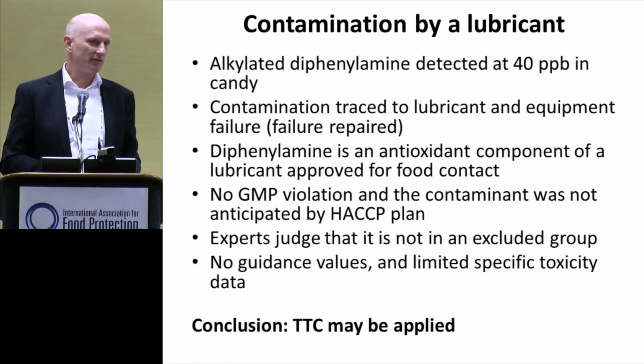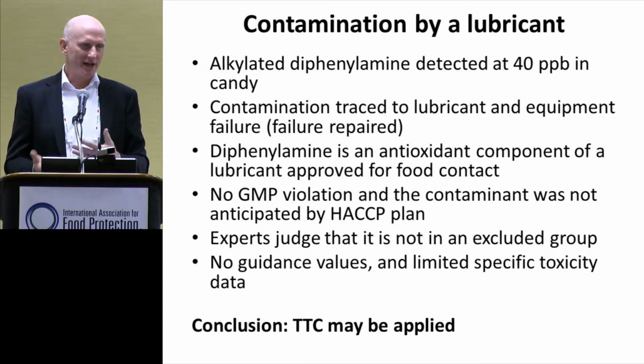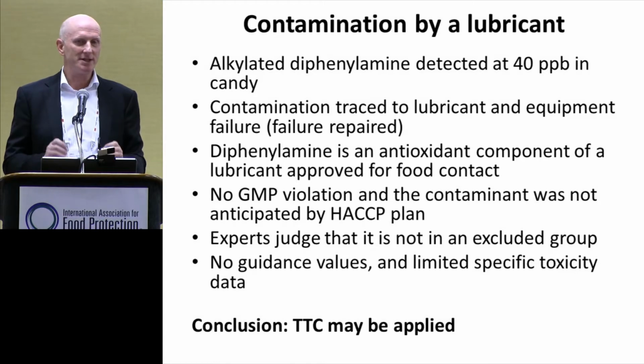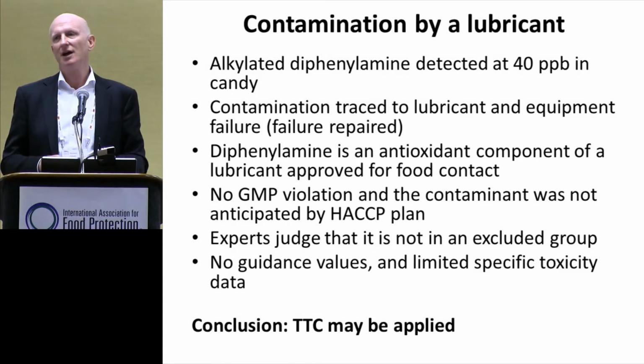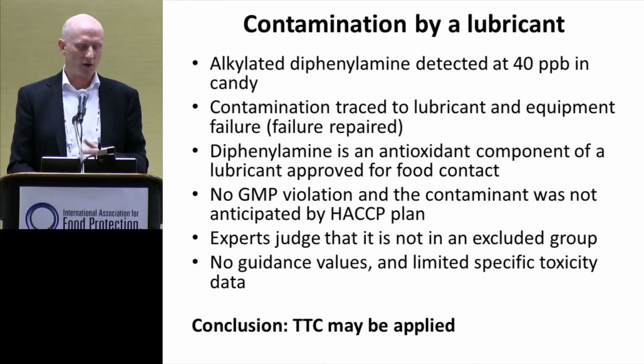So imagine that you have a lubricant in a pharmaceutical process for creating pills, or in a food additive process, for example. You identify through structure evaluations that it's a particular kind of contaminant, and it's at 40 parts per billion. Contamination is traced to a particular failure in machinery. I've seen this in particular examples. You identify particular components of that lubricant that are a possible contaminant and a possible cause of toxicity. No GMP participation. It's not in an excluded group. There are no guidance values, limited specific toxicity data. There's not enough information to actually derive a NOAEL, a LOAEL, and so on. In this case, TTC is probably applicable. You can use TTC in this case to help inform further decisions about data generation, about virtual safe doses, and about particular risk management approaches you might use in order to understand exposures and reduce them or not.